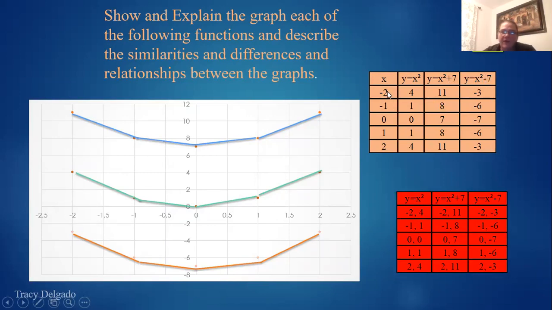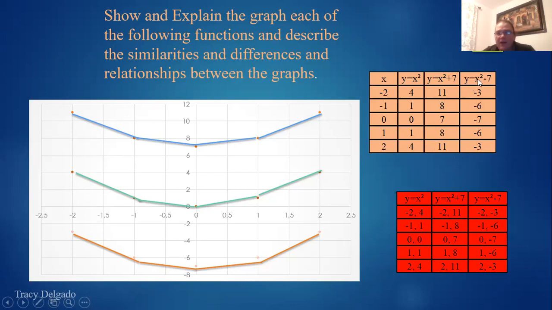So our first one, we have negative 2 squared will be 4. Negative 1 squared is 1. 0 squared is 0. 1 squared is 1. And 2 squared is 4. And the next one, we have y equals x squared plus 7. So we're going to have negative 2 squared plus 7. Our 2 squared is 4, plus 7 is 11. Our 1 plus 7 is 8. 0 plus 7 is 7. 1 plus 7 is 8. And 4 plus 7 is 11.